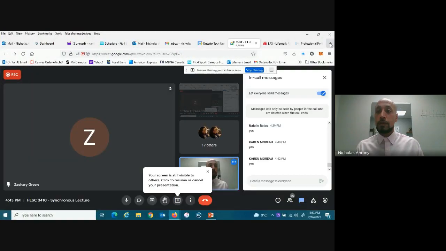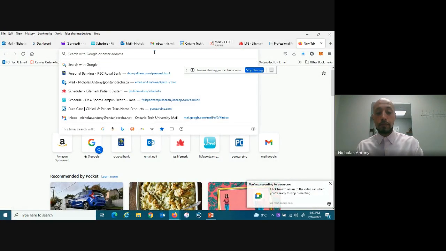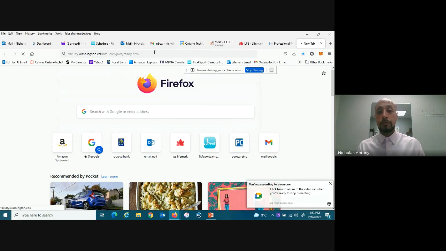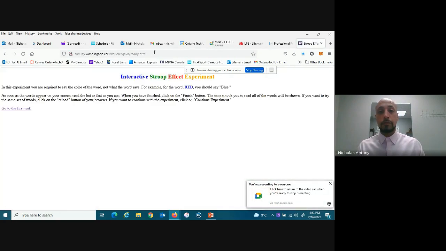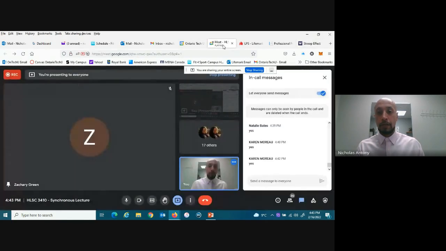Yeah, see this. It's going to cut back. Can you all see me? Or well, not see me, but can you all see the screen if I cut back to it? This is an example of this Stroop effect.